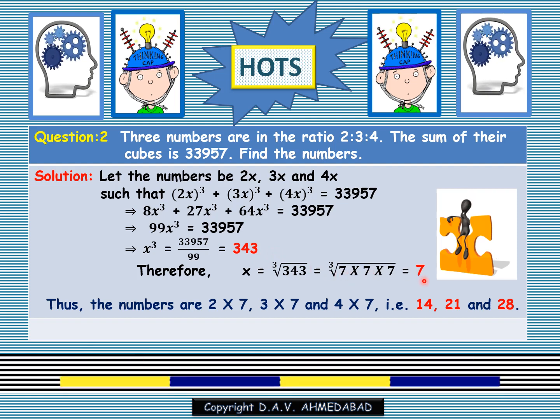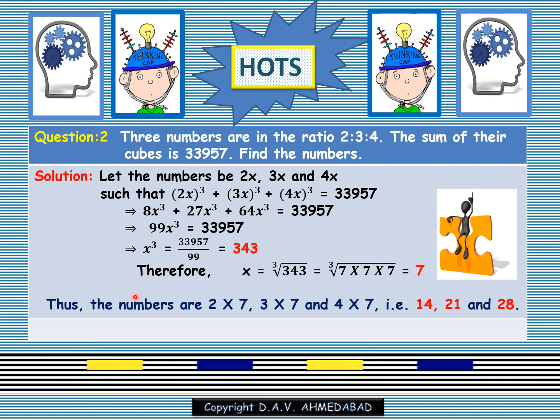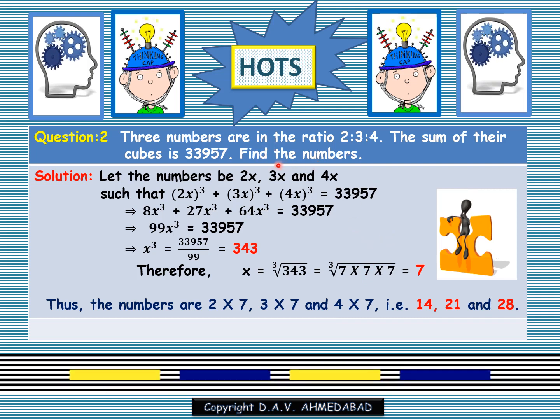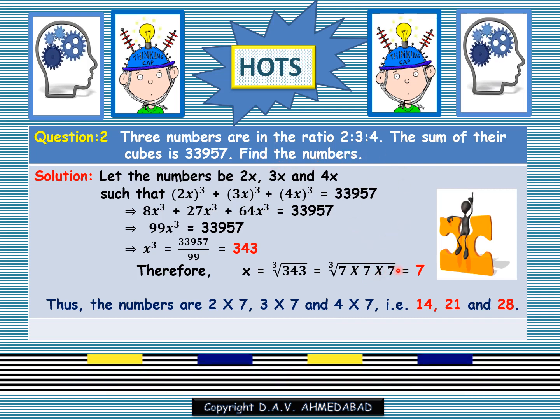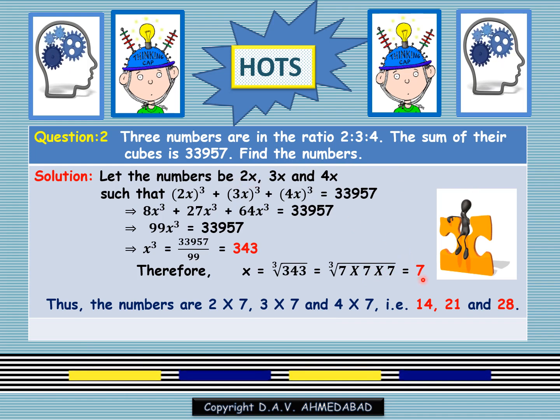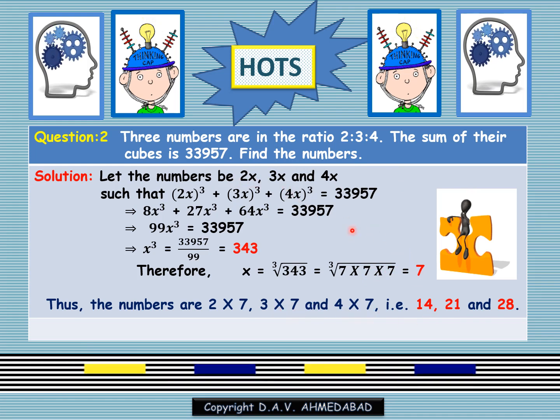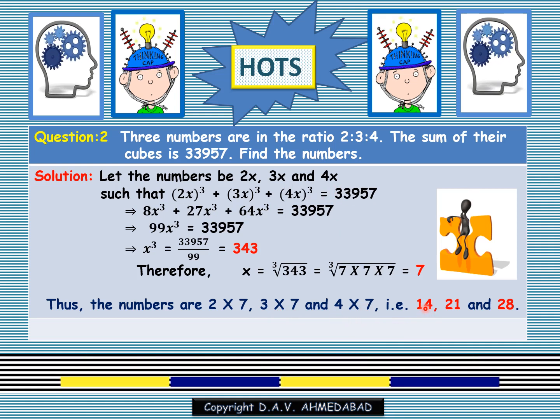Children, normally students forget to write the numbers at last. Question is not asking for x. Question is asking find the numbers. So numbers are 2x means 2 into 7, 3x means 3 into 7 and 4x means 4 into 7. So our final answer is 14, 21 and 28.